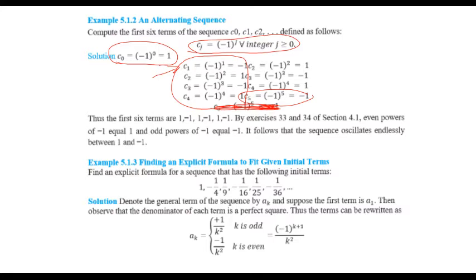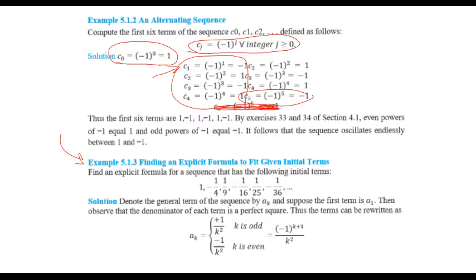So as you see, C0 was plus 1, C1 is negative 1. C2 was plus 1, C3 is negative 1. C4 was 1, C5 is negative 1. So the values of this sequence oscillate between negative 1 and 1. That's why we call it an alternating sequence. And let's see another example.